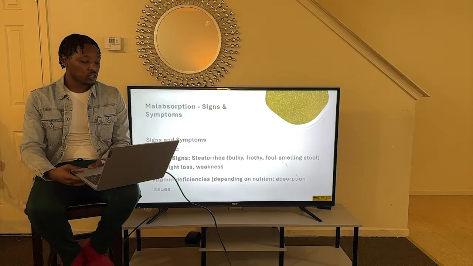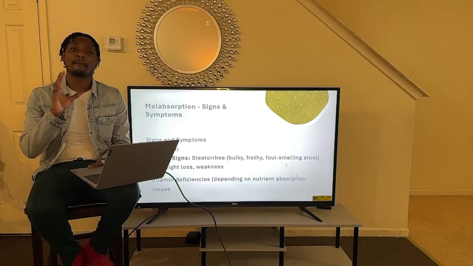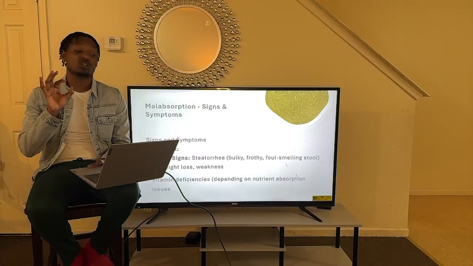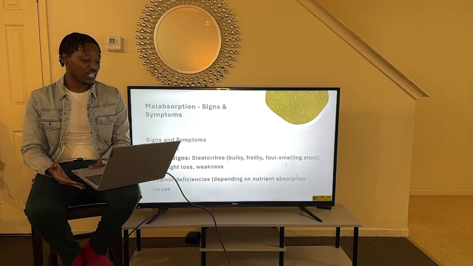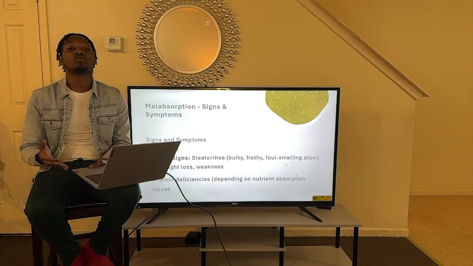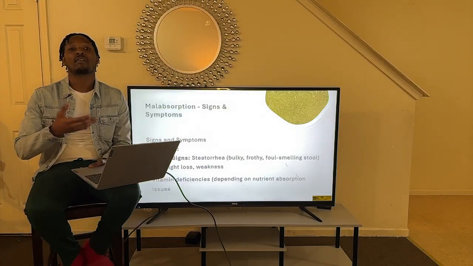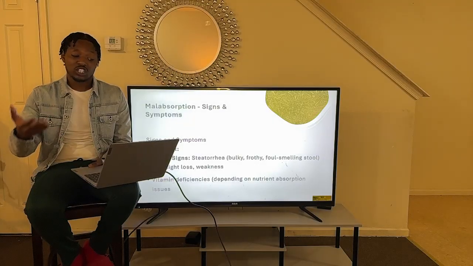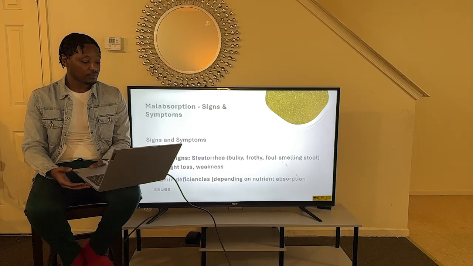Some signs and symptoms include steatorrhea, which is a bulky, frothy, foul-smelling stool. That's that real big stool that goes into the toilet. And if you've ever seen those real big stools, that's what a steatorrhea is. Weight loss and weakness. All of these things indicate that you are under some type of malnutrition or malabsorption because your body is not taking in all of the electrolytes and vitamins and all of the different proteins and things that it needs. And it's just coming right out in the form of steatorrhea.